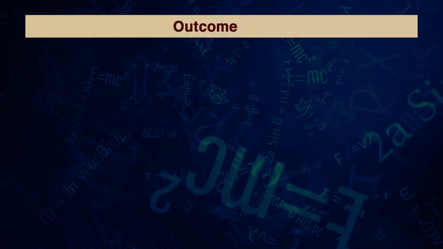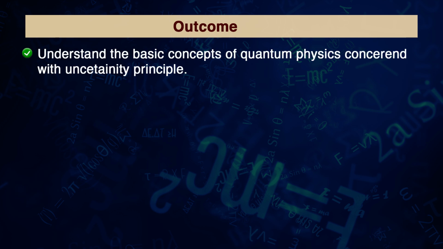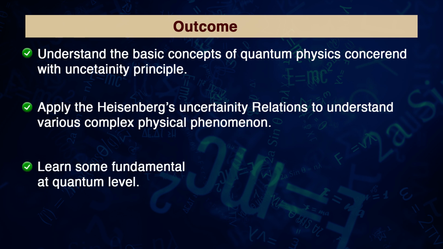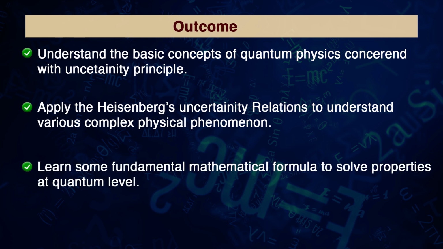After attending this topic, the learner will be able to understand the basic concepts of quantum physics concerned with this uncertainty principle, and apply this uncertainty relation to understand various complex physical phenomena, because this relation is already complex. It predicts or explains some contradictory or complex phenomena, and they will be able to learn some fundamental mathematical formulas to solve properties at the quantum level.